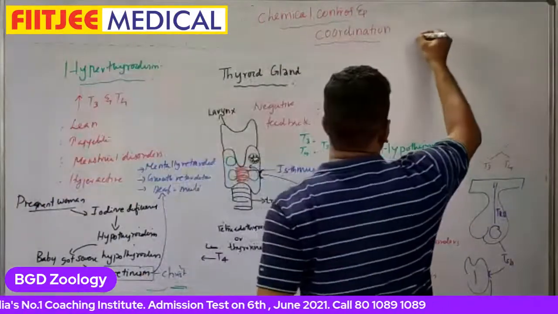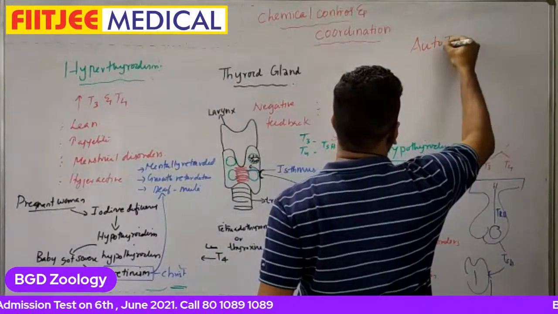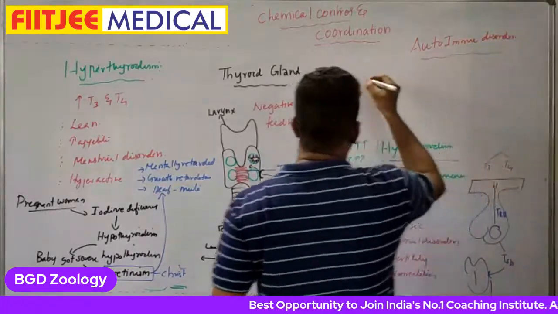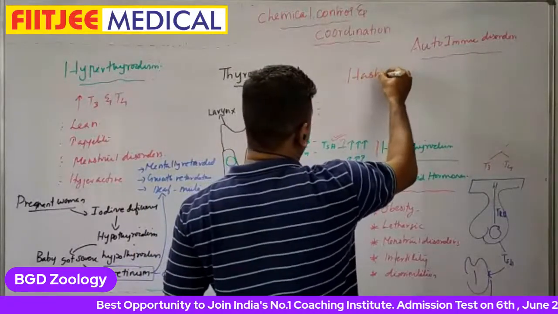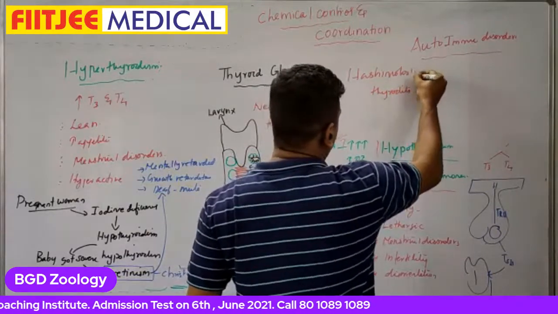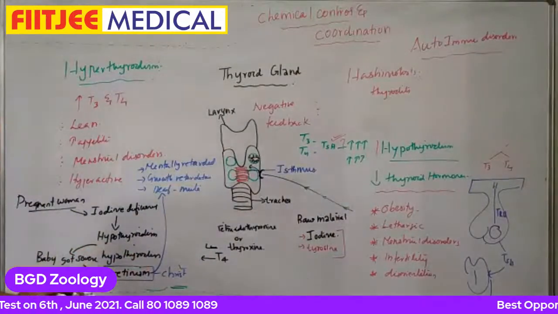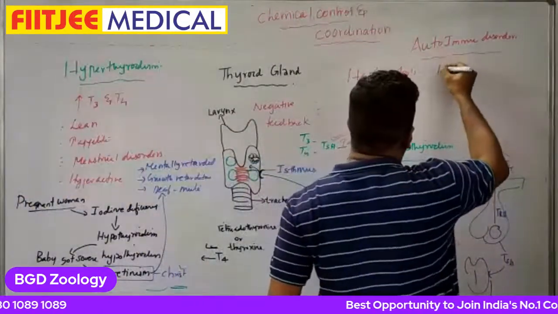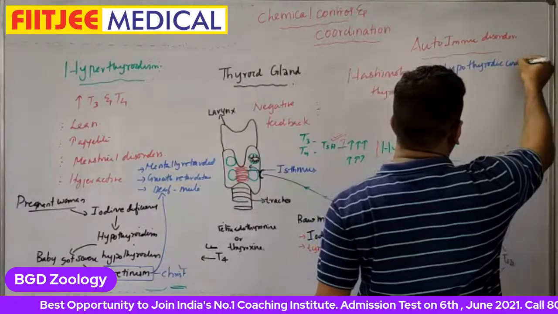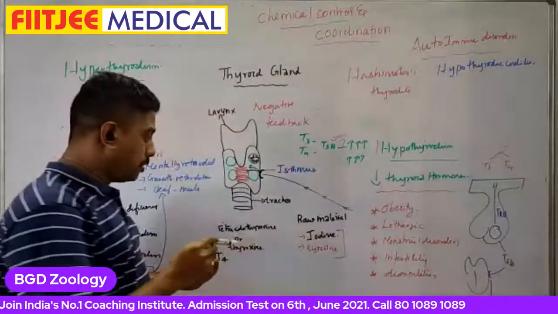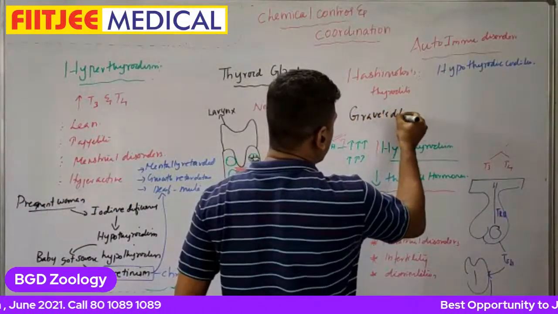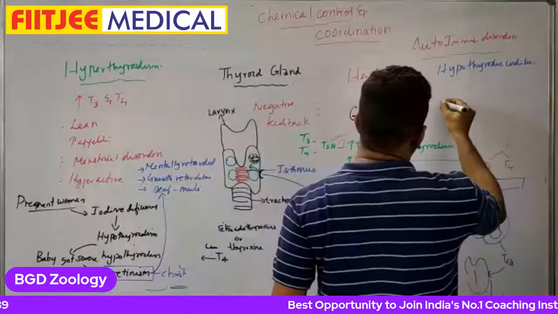The autoimmune disorders related to the thyroid. One autoimmune disorder we call Hashimoto's thyroiditis. Hashimoto's thyroiditis is an autoimmune disorder, and at the same time it's a hypothyroid condition. One more autoimmune disorder that we have to learn is called Graves' disease. But Graves' disease is not hypo, it's a hyperthyroid condition.